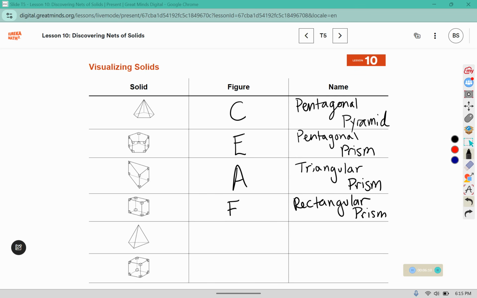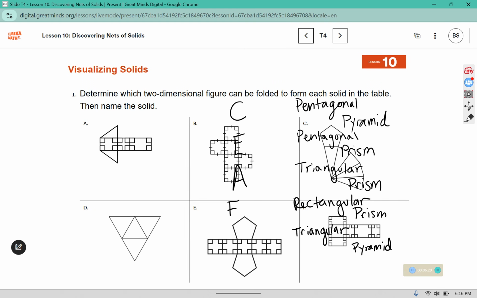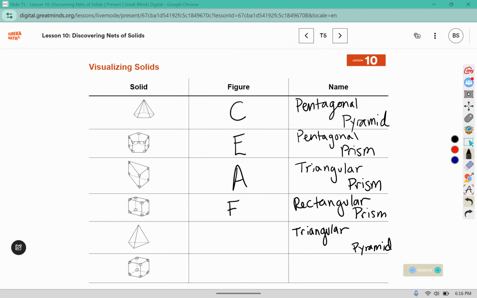Since the bottom and the top are connected with triangles, this one is called a pyramid. And the base is a triangle, so this is a triangular pyramid. There's a triangle on the bottom and 3 triangles in the middle, which would be figure D. You can think of this as a square prism, but a square prism has a fancy name, and it is called a cube.